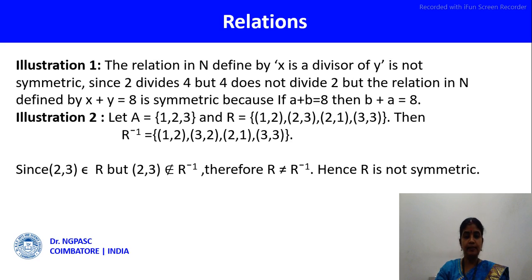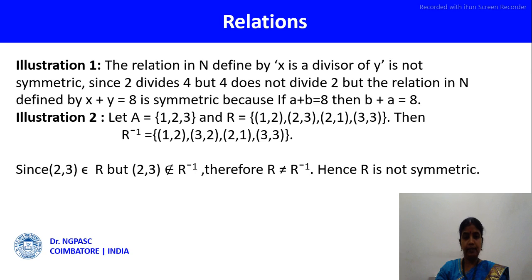Another example, in N, the relation defined by x is a divisor of y is not symmetric because 2 divides 4 but 4 does not divide 2. But x plus y is symmetric because if a plus b equals 8, then b plus a equals 8.